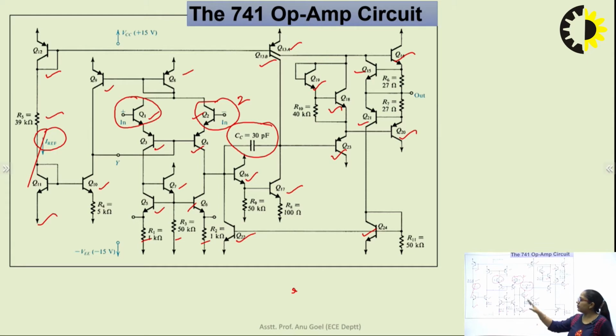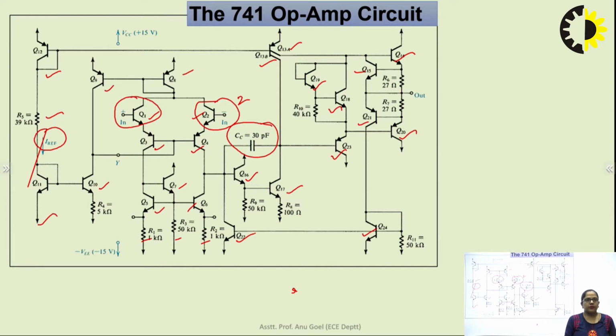So this is the brief introduction of the internal circuit diagram of op-amp IC 741, which is divided into 5 stages: bias circuit, input stage, second stage. The function of the second stage is to provide the gain to the operational amplifier. The maximum amount of gain that we will get from any of the stages is from the second stage. That is why the second stage is also called the gain stage. The output stage and then the output short circuit protection circuitry.